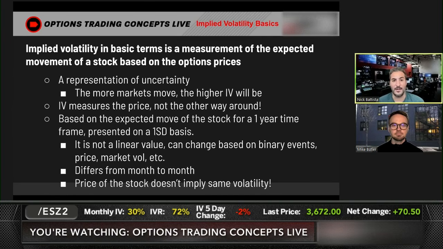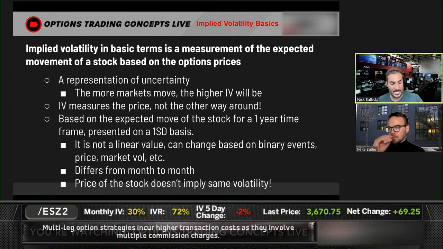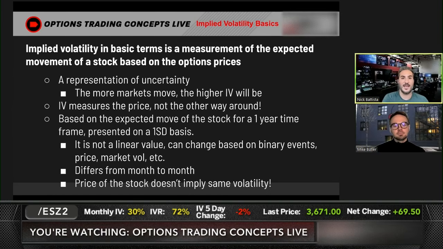When looking at implied volatility on any of the expirations, it's based on the expected move of the stock for a 1 year time frame, but it's annualized and based on whatever expiration you're looking at. So for a 30-day expiration, the option prices in that expiration spit out a number, which is the implied volatility based on a year. That expiration only has 30 days, so you have to adjust that implied volatility for the number of days.